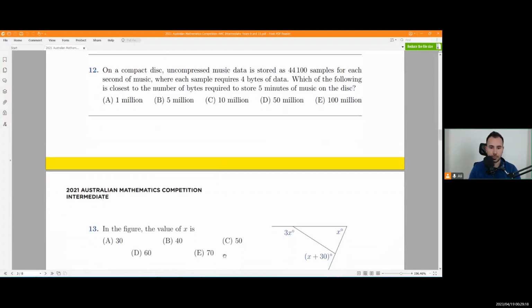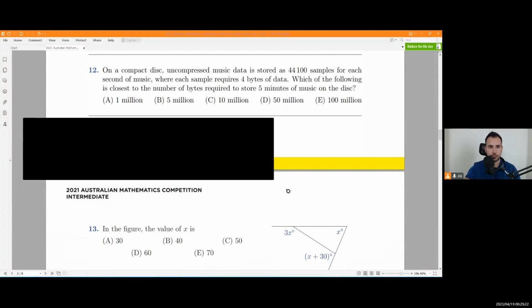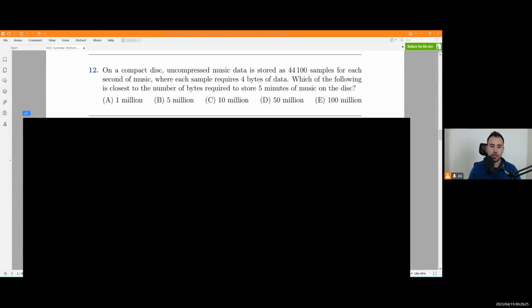Okay, so let's do the next question. On a compact disc, a CD, uncompressed music data is stored as samples for each second of music, where each sample requires 4 bytes of data. Which of the following is closest to the number of bytes required to store 5 minutes of music on the disk?